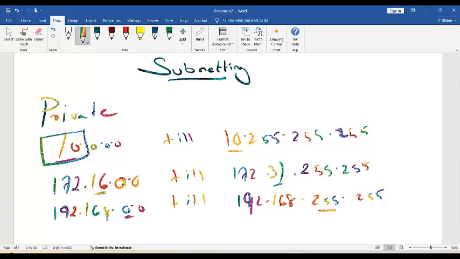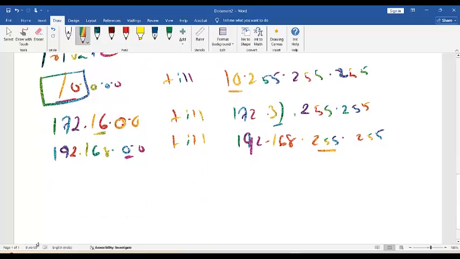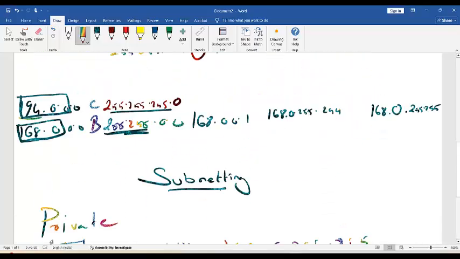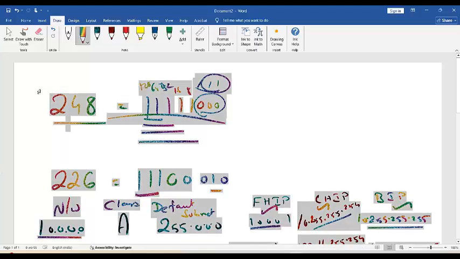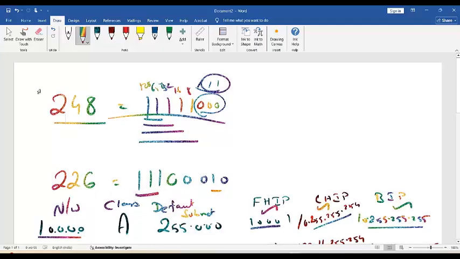Now we need to see how to do subnetting. We have seen what subnetting is and the advantage of subnetting. And what next we need to do is how to do subnetting.